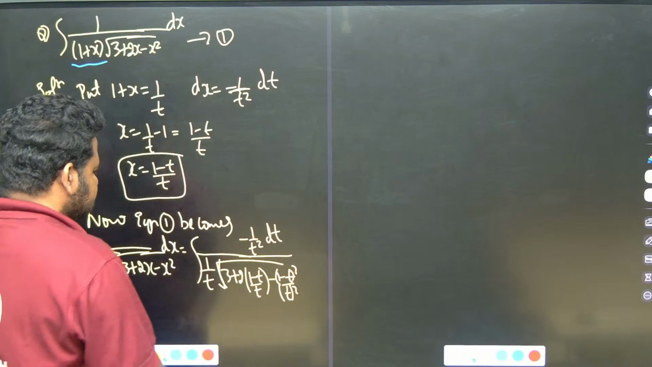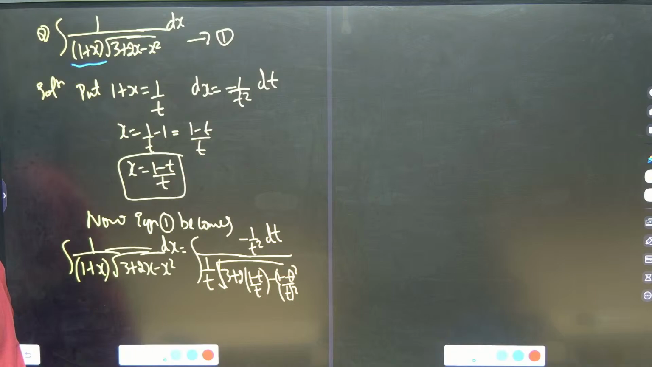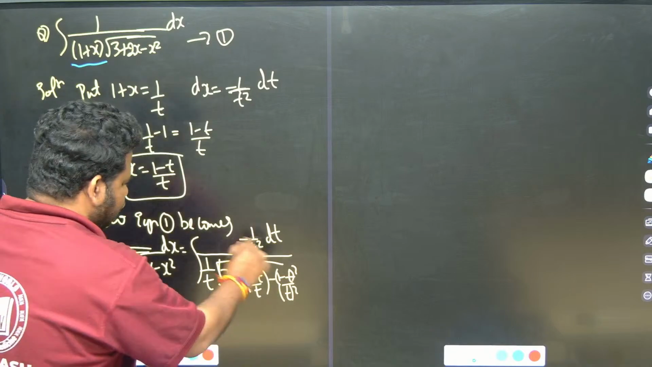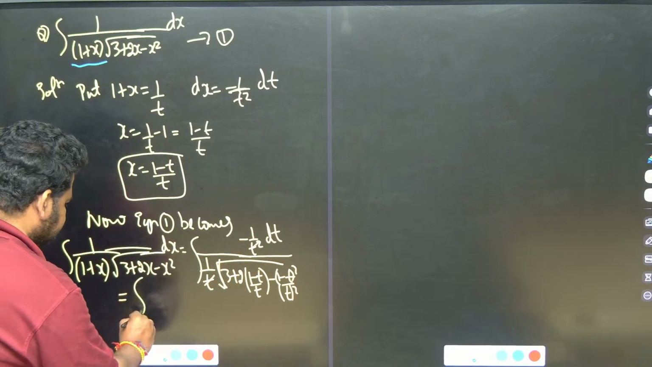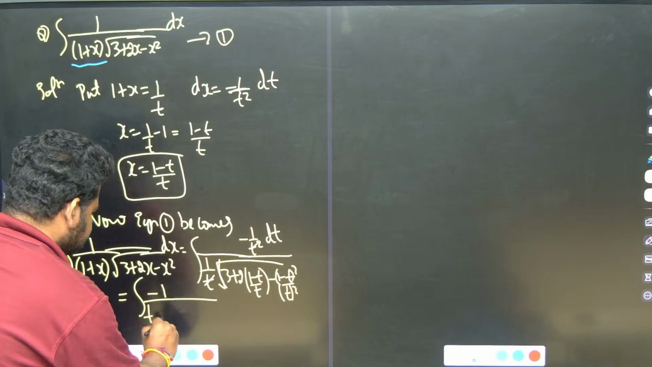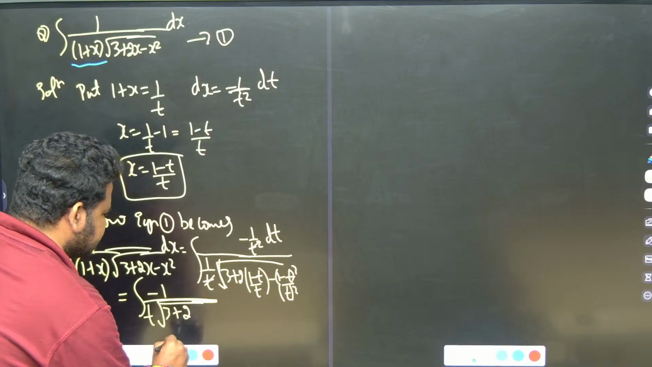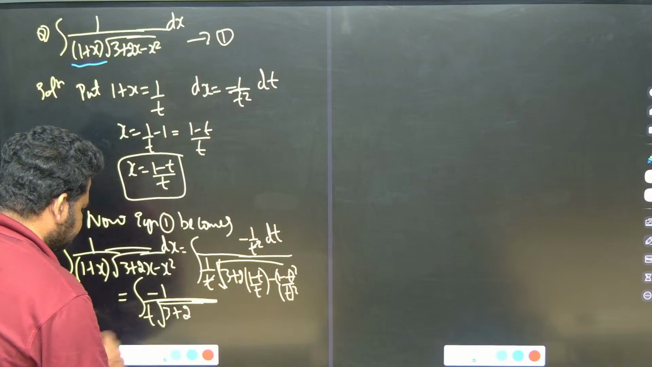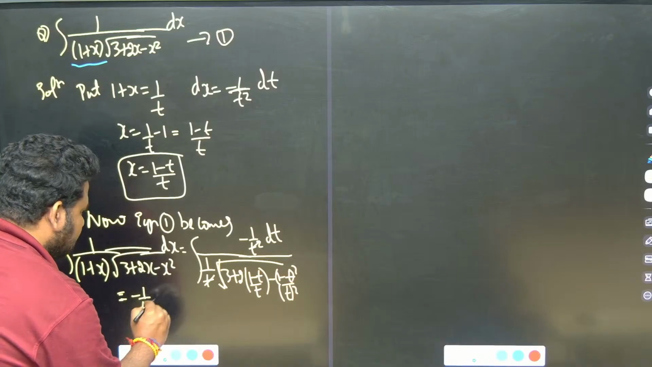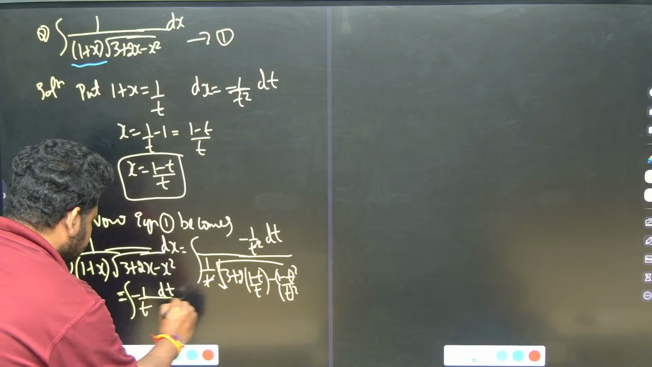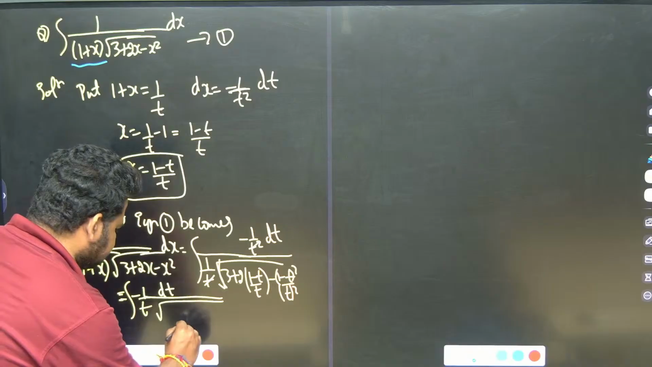Now this t with this t, what can I do? This t will go up and cancel with this t, so I will be left with minus 1 by t. So here I will have the integral of minus 1 by t into square root of 3 plus 2 into (1 minus t by t) minus (1 minus t by t) whole square. If I take the LCM, this will be t square.